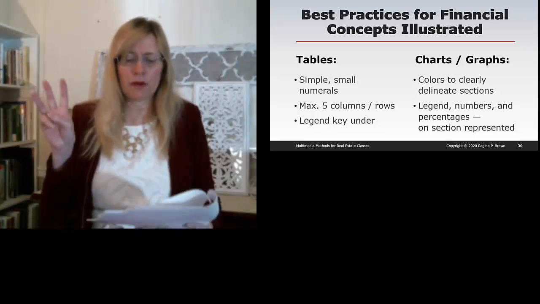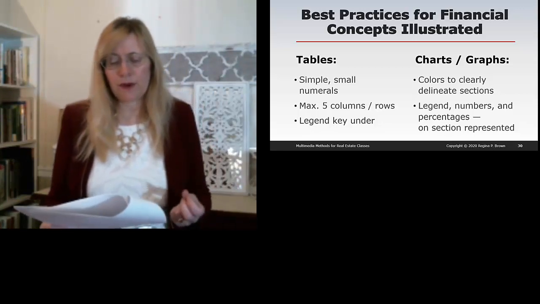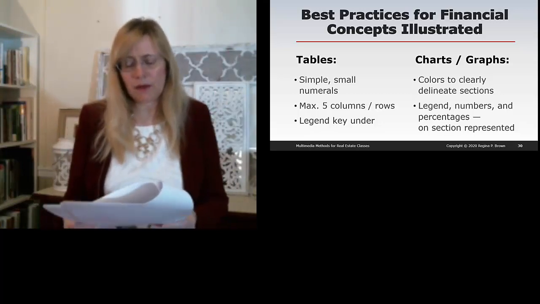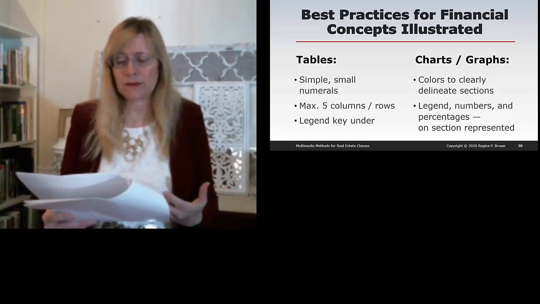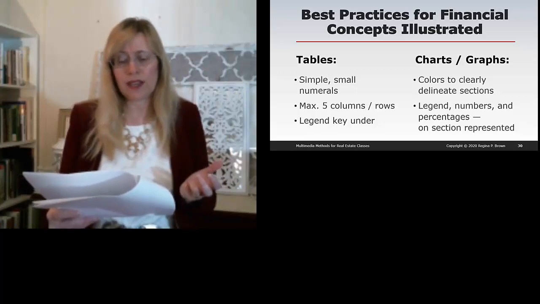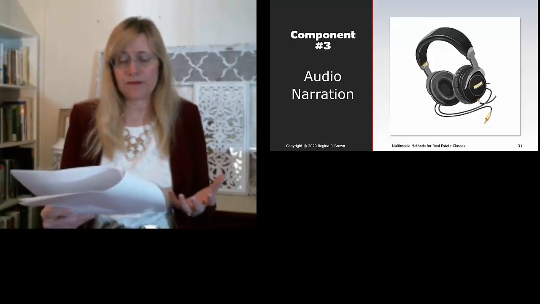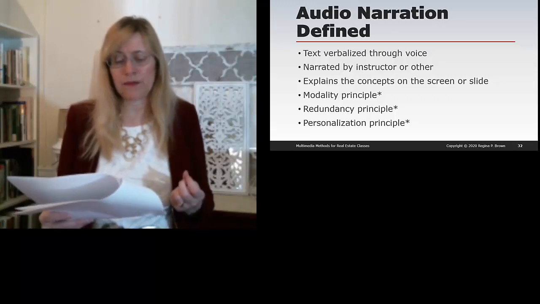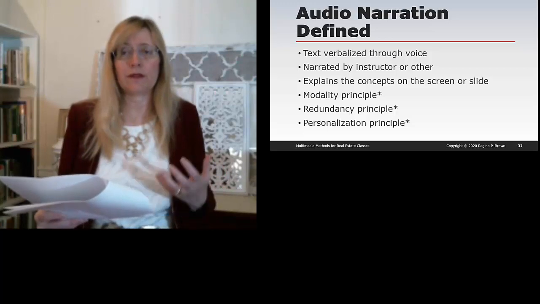Let's move on to component 3, which is audio narration. Audio narration is defined as text verbalized through voice and heard by students. It is typically recorded in advance and attached to specific slides or screens. It may be a word-for-word reading of a script or the screen text, or it may be the instructor's explanation for a particular slide. Its purpose is to explain the concepts on the screen or the slide. It allows the student to learn more than simply reading the lesson for themselves.